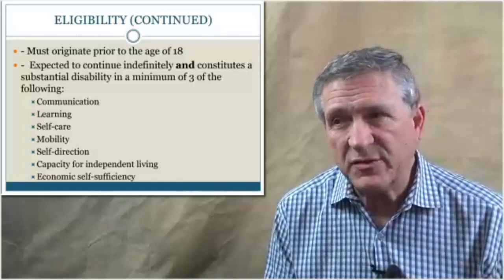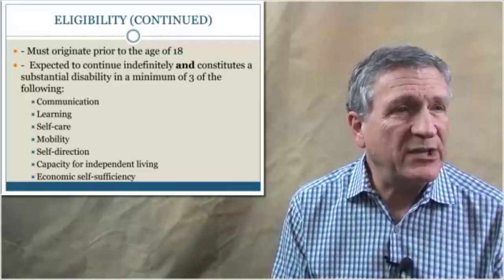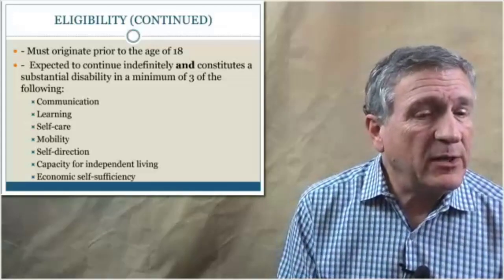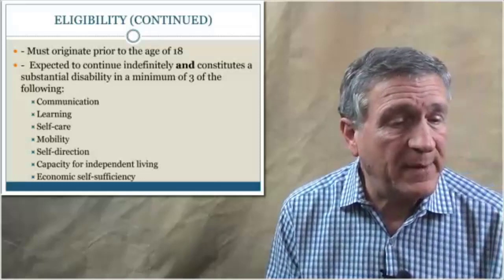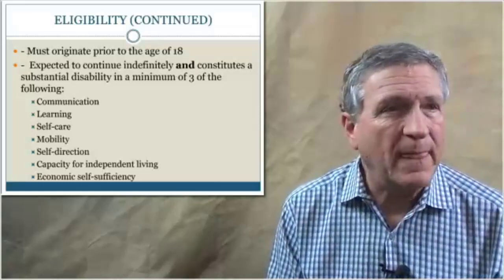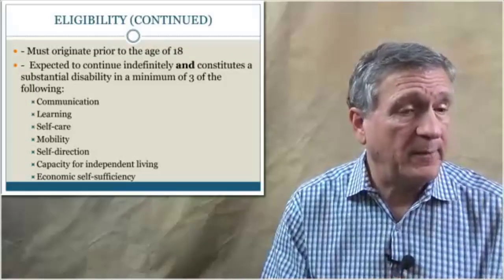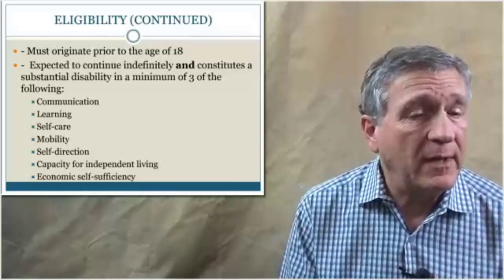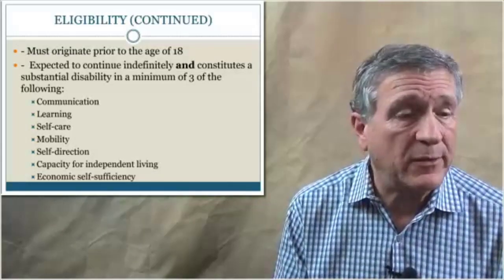For a child, someone between the ages of 3 and 18, you're going to have 3 of 5, because you're not going to have capacity for independent living and economic self-sufficiency. So it almost becomes more difficult for someone between the age of 3 and 18 to become eligible, because they only have 5 areas of which they must be substantially disabled in 3 of those.